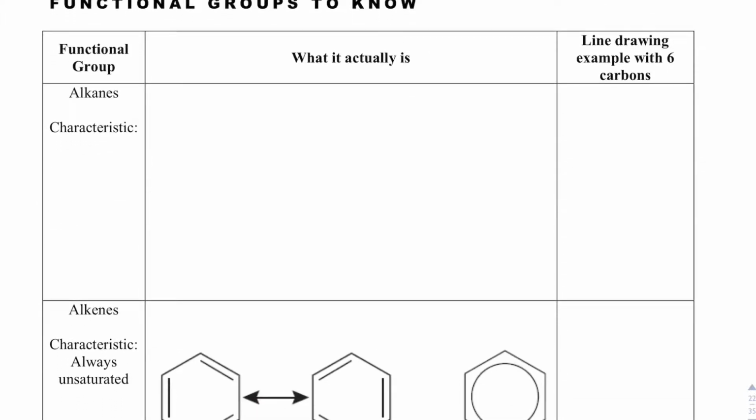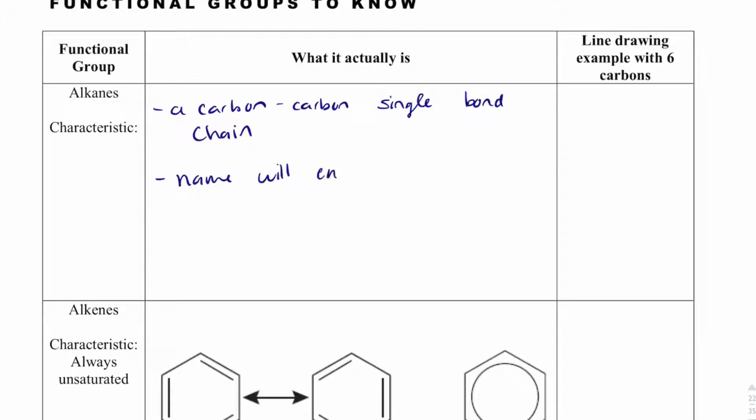So alkanes, that is going to be a carbon single bond chain, and the name will end in ane, and you probably know that by now. And if it's strictly just an alkane with only carbon and hydrogen, it will follow the formula of CnH2n plus 2, where n equals the number of carbons.